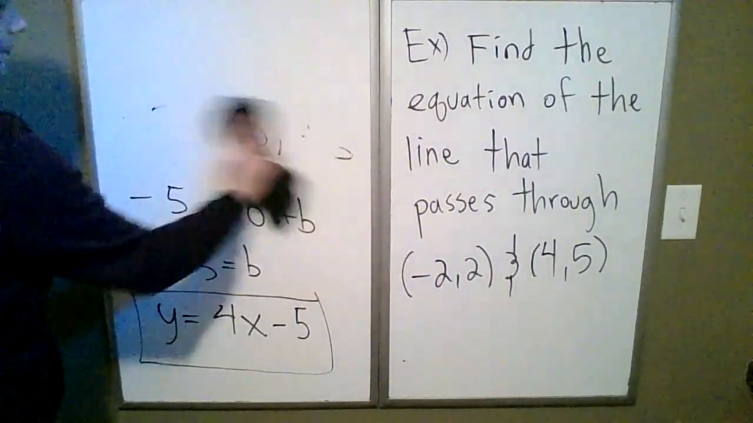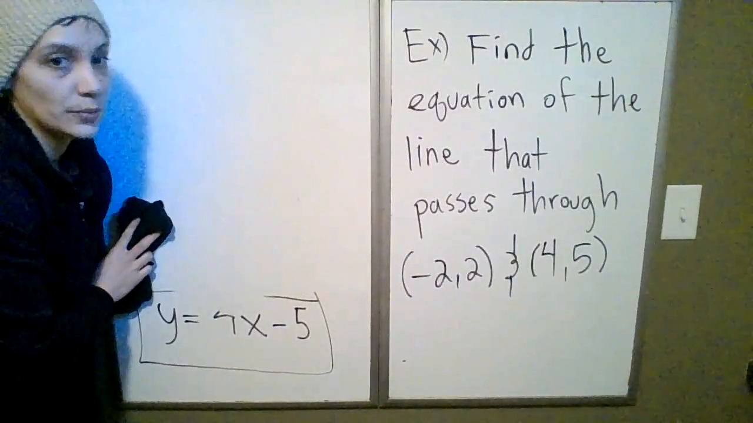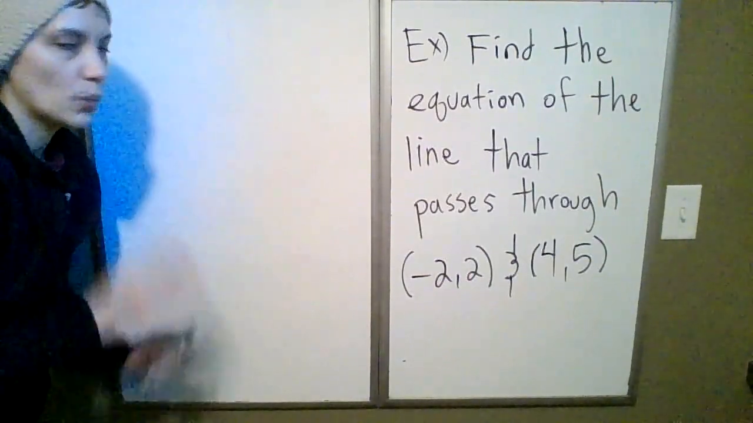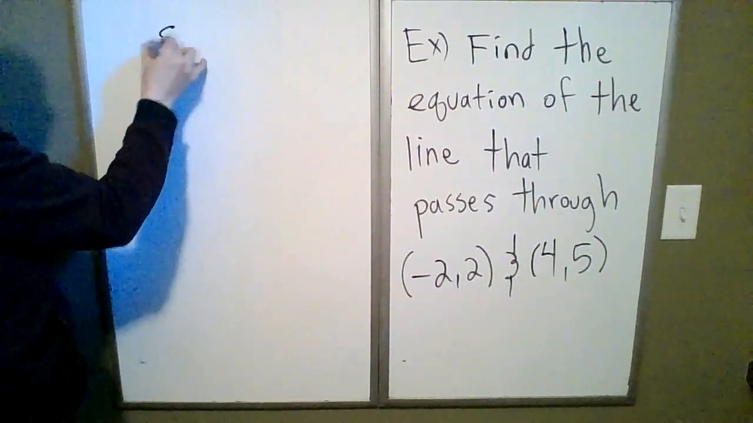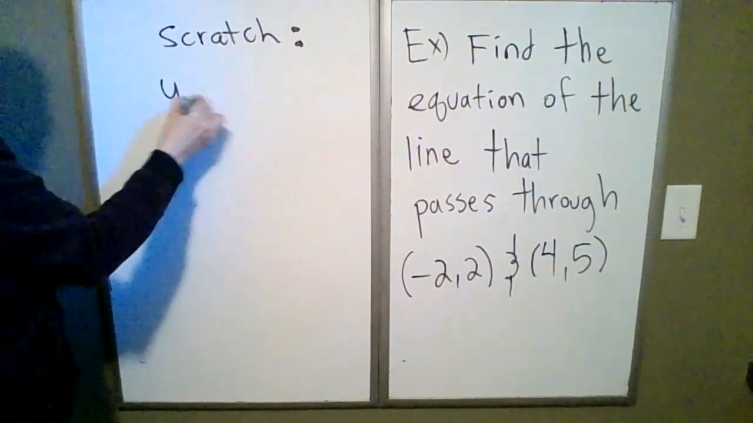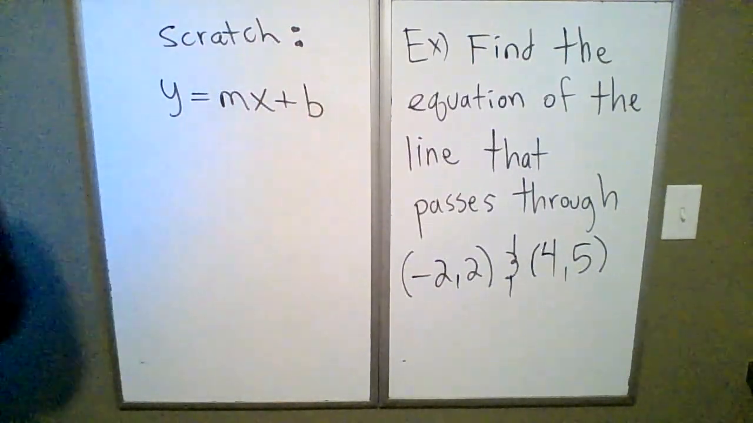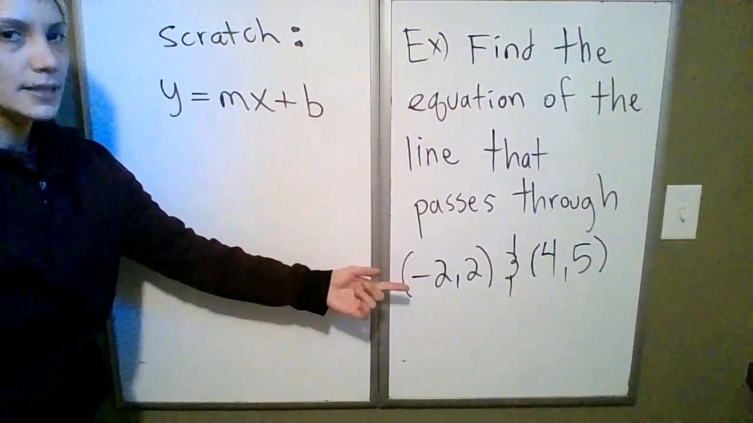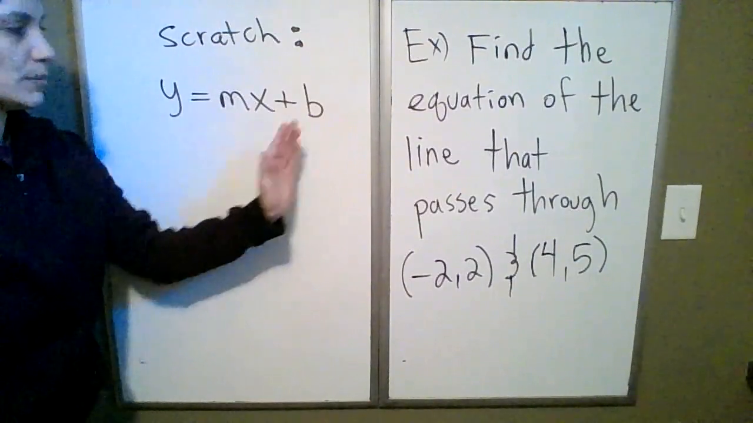Alrighty. Like most of our problems, there's different ways to reach the same answer. But I like to do these with the y equals mx plus b form. You start by finding m. Once you get m, pick one of your points to figure out b. And then put everything back together in y equals mx plus b.